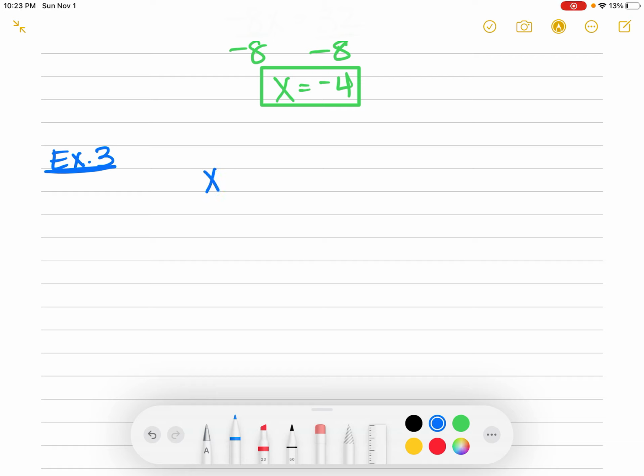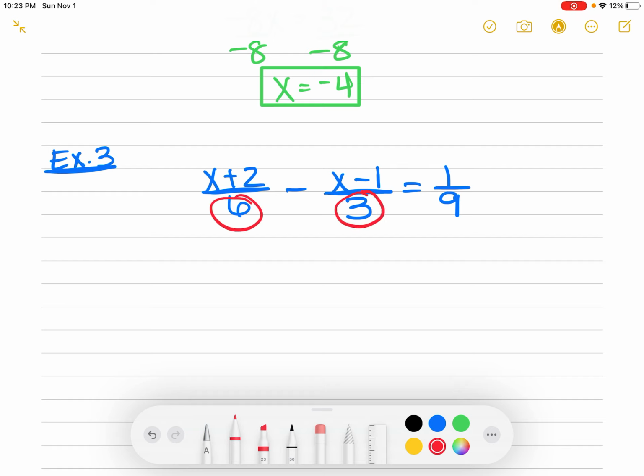Okay, this one is x plus 2 all over 6 minus x minus 1 all over 3 equals 1/9. Okay, so I'm just looking at the denominators. I just need to look at the 6, the 3, and the 9. So what would be my least common multiple or my common denominator of those 3? Okay, it's going to be 18. So I'm going to multiply everything by 18.